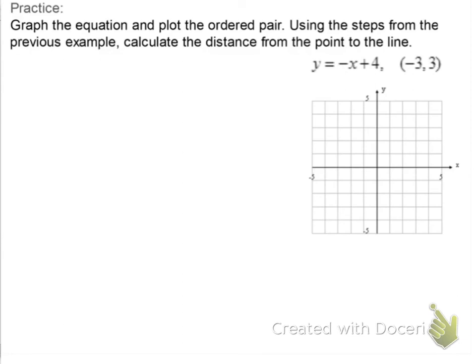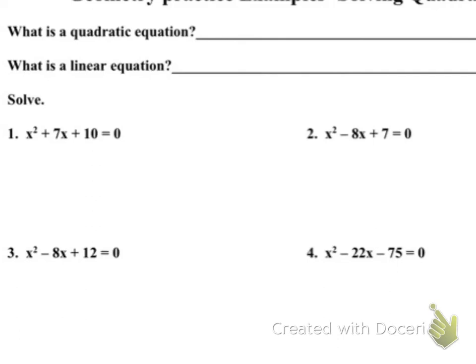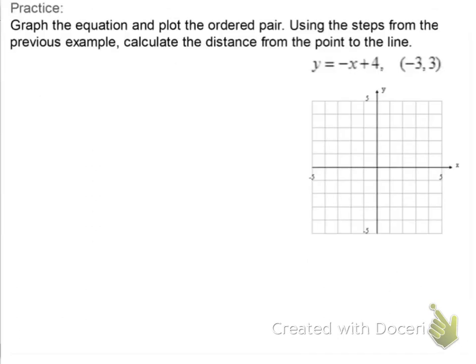All right, this is like the one that you'll see on your homework. You'll have a couple of these, and then after this, we're going to do some quadratics review, and then we'll be done. So graph the equation and plot the ordered pair. It says, using the steps from the previous example, calculate the distance from the point to the line. But we're not going to go through all of the steps. I'm going to just show you what you would do if you saw this on your homework.